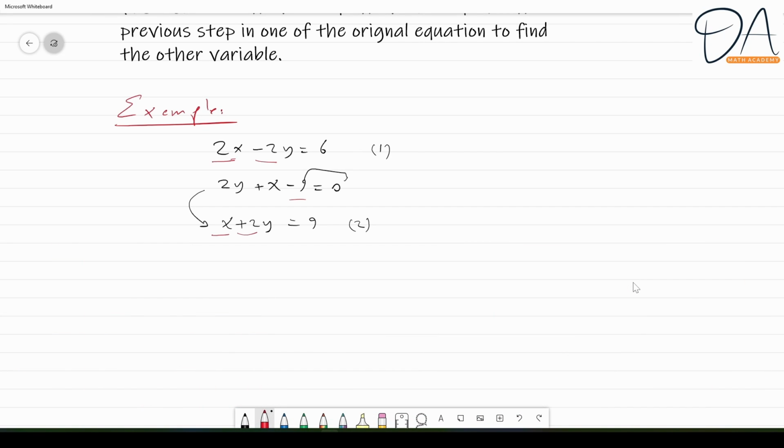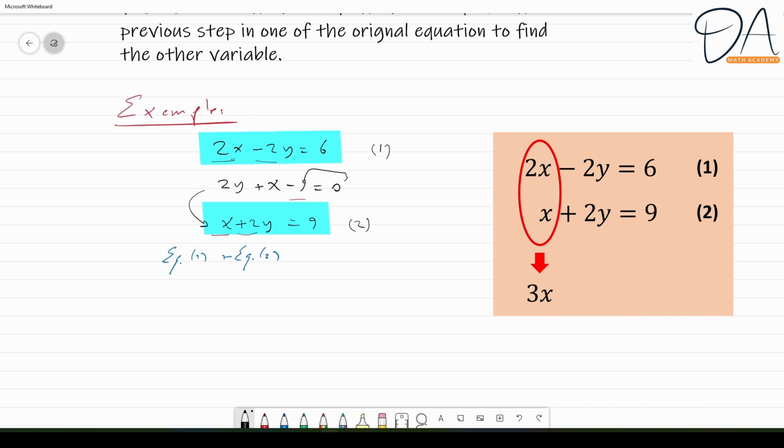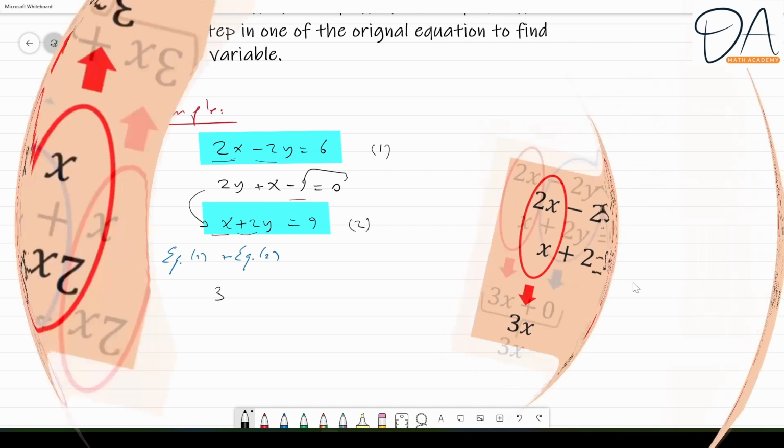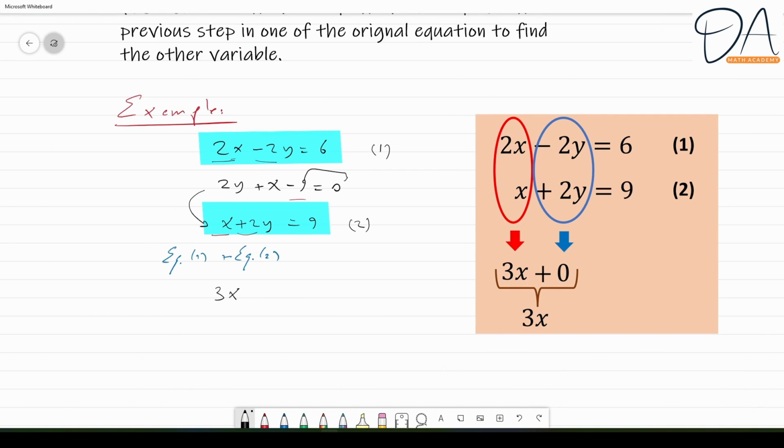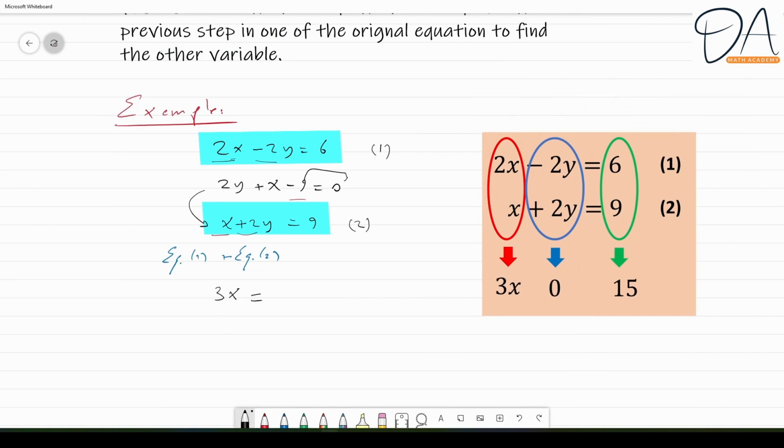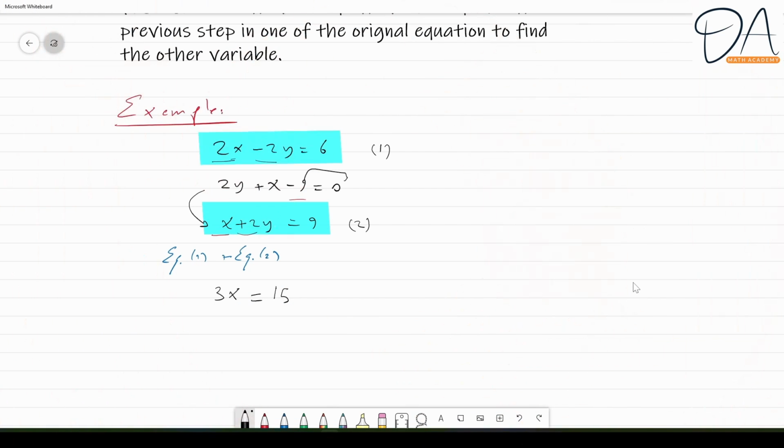How do we do that? We simply add the two equations. So what we'll do is add equation number 1 plus equation number 2. What do we get? In the first equation you have 2x, and in the second one, 1x, so that gives you 3x. When you add minus 2y and plus 2y, it gives you 0. And then we get the constant when we add the constants, that gives you 15.